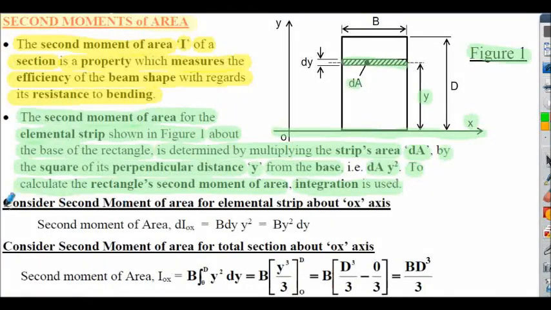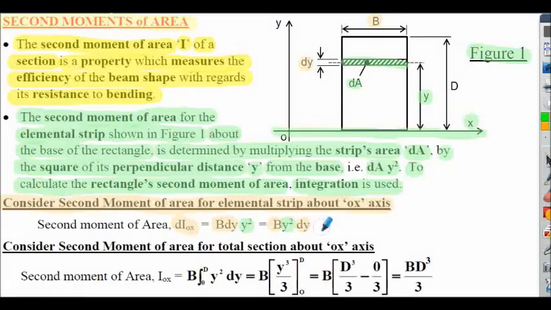It's outlined below. So if we consider the second moment of area for the elemental strip about the OX axis, call that dIOX, that would be the dA, which in this case is the width of the rectangle b multiplied by its thickness dy, b dy, and that's multiplied by y squared. Note within the integration process, the elemental strip of thickness dy is so thin that it can hardly be measured. Just reordering the equation, I've written it as b multiplied by y squared multiplied by dy.